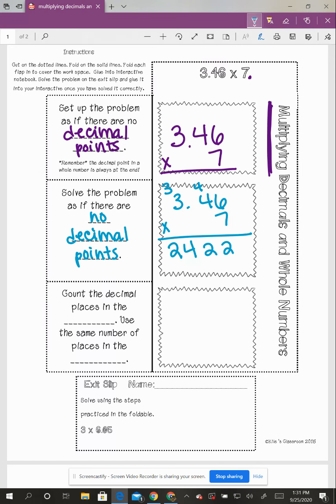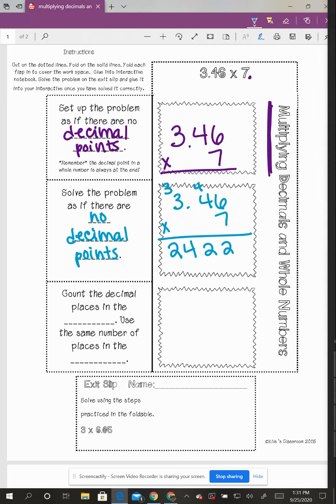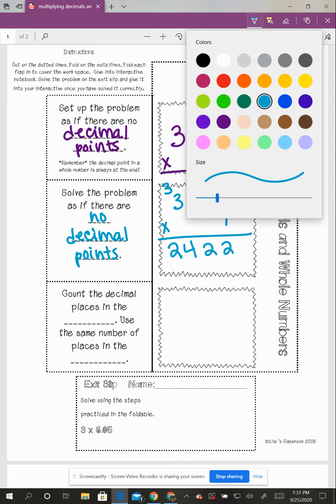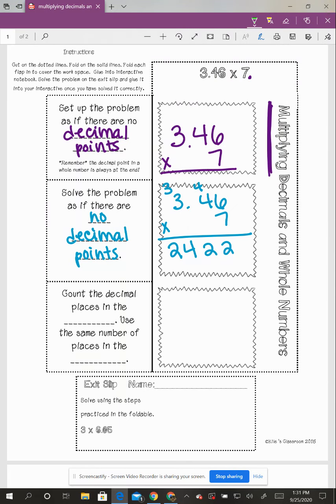Now I'm not done yet. Obviously, our answer is not going to be 2,422. That wouldn't make sense for having a decimal there. The last step we need to do is count the decimal places in the problem. The same number of decimal places are going to be moved in our answer. Let me show you what that will look like.